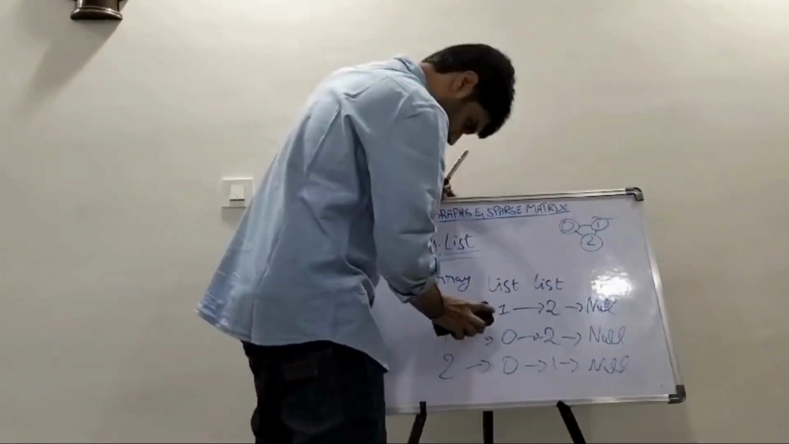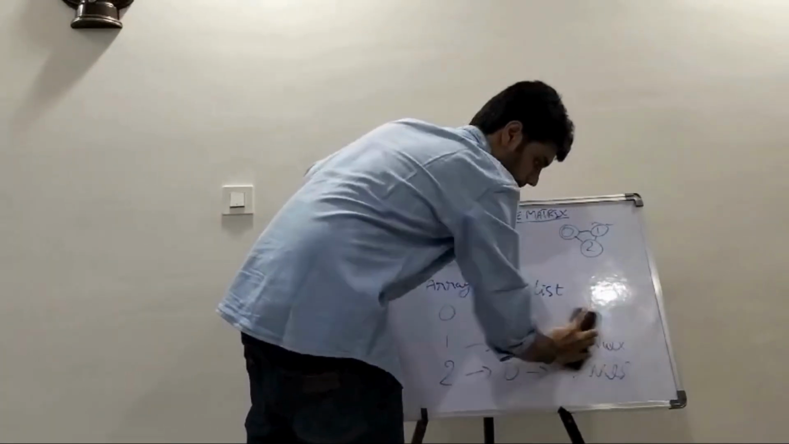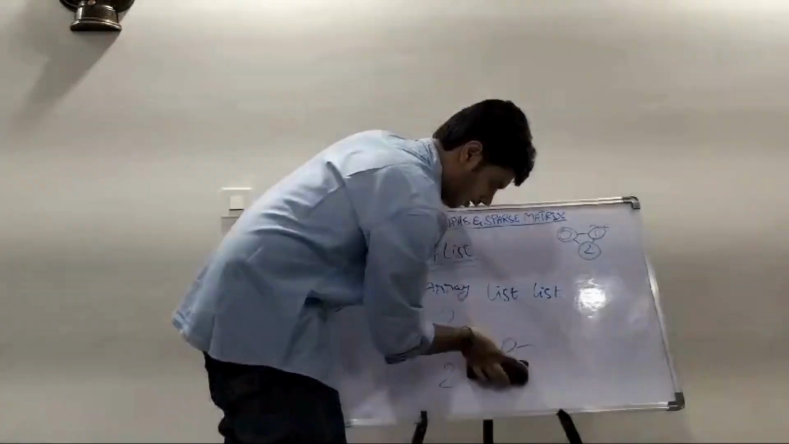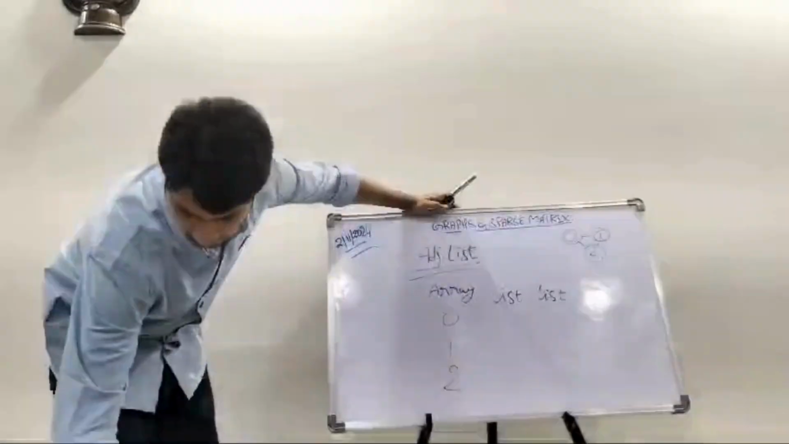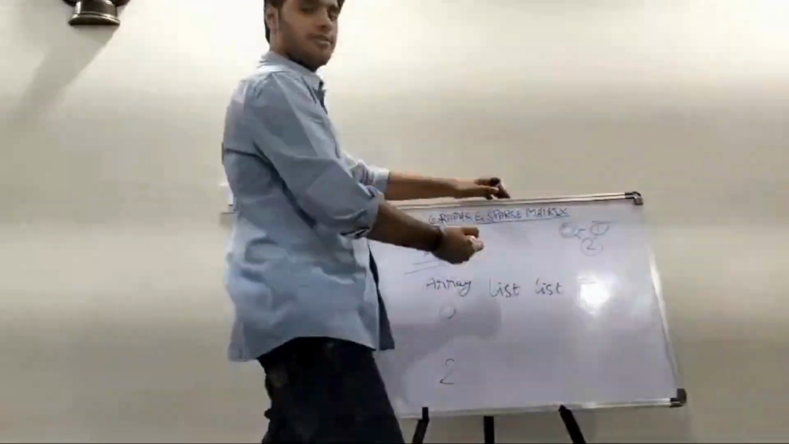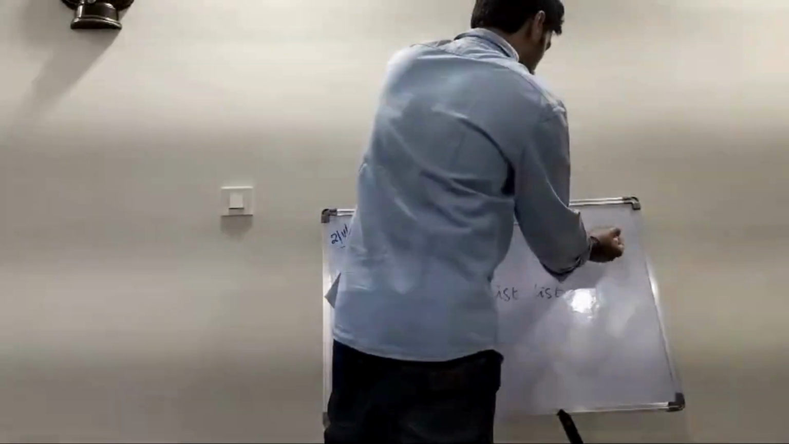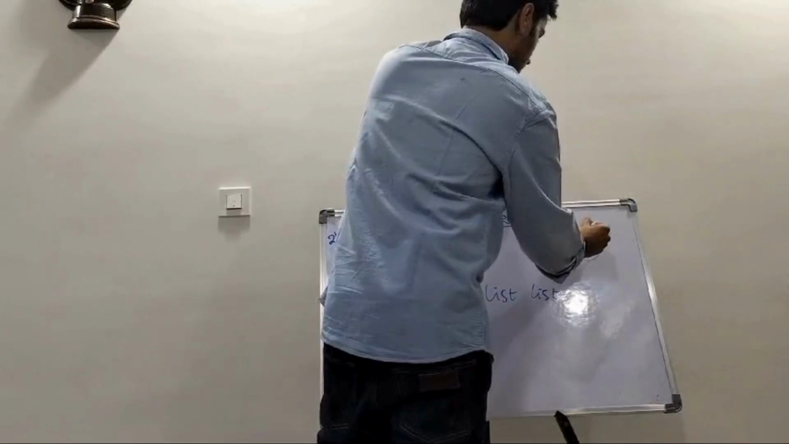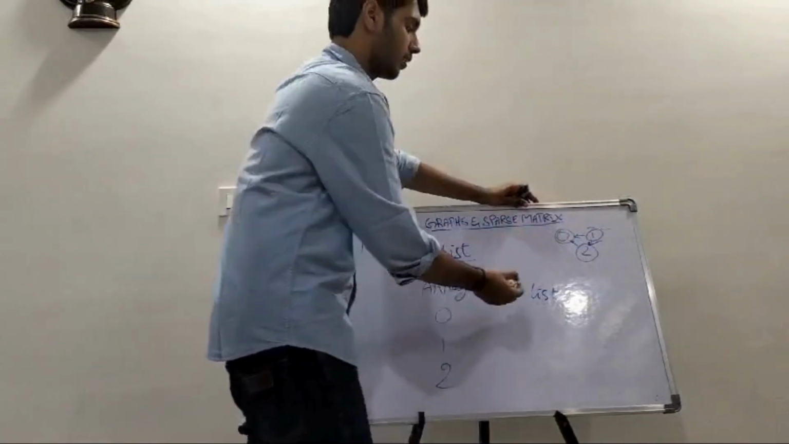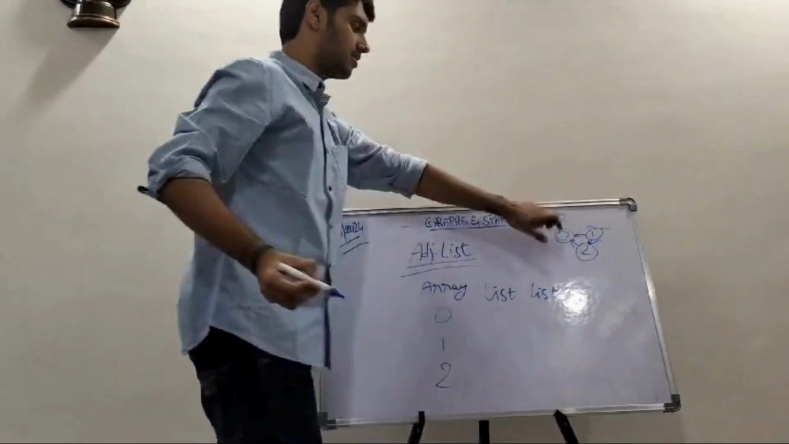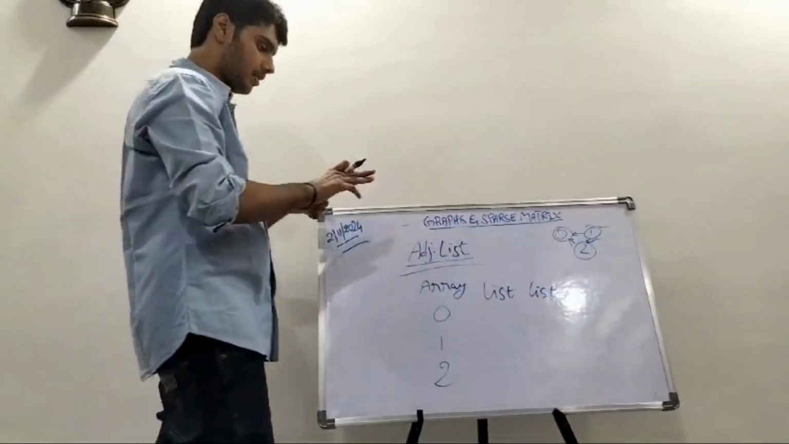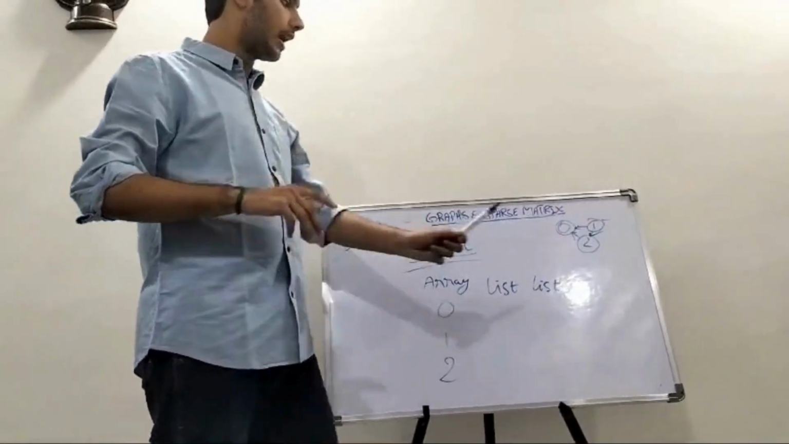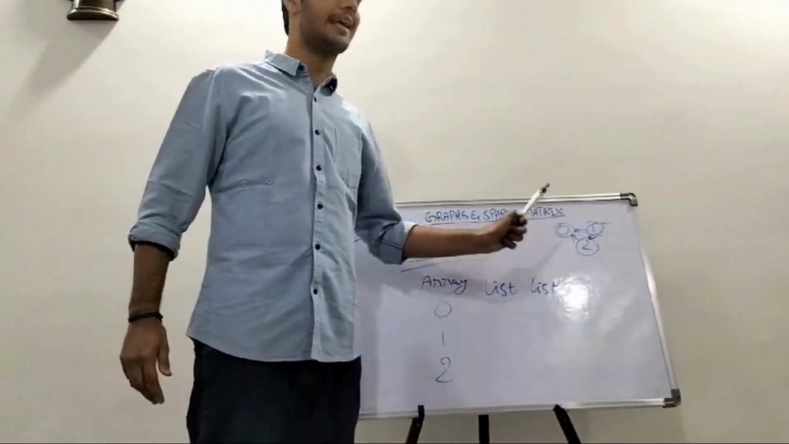Now looking into the adjacency list representation for a directed graph. Suppose the same graph has similar directions: 1 has a direction to 2 and 0, and 2 has a direction to 0. This is the directed graph. Now we should not only look at the neighbors, we should look at the directions.